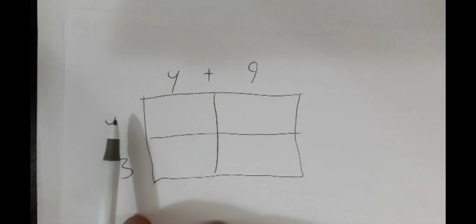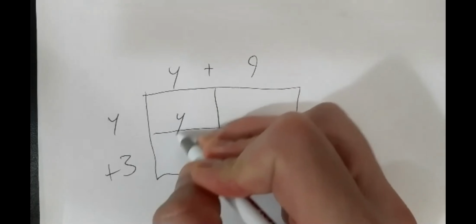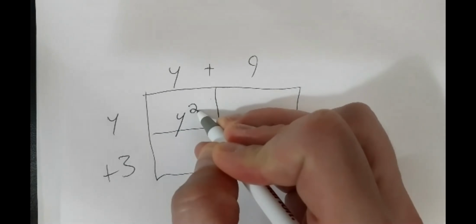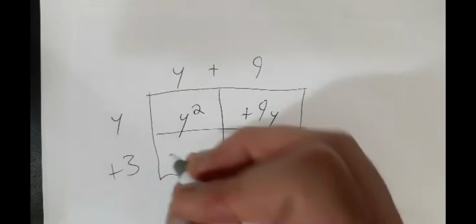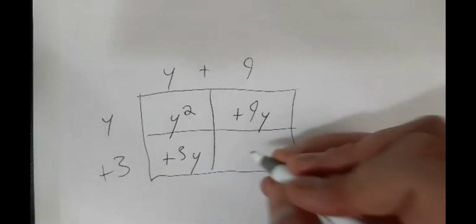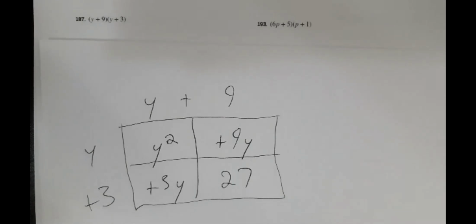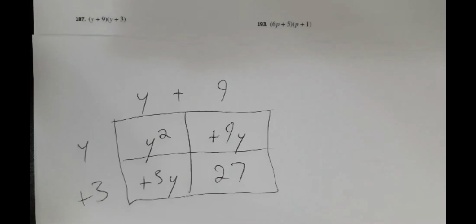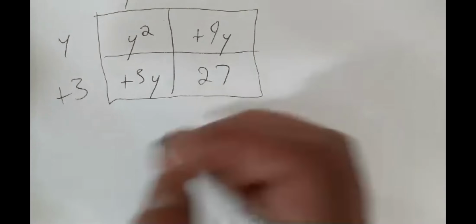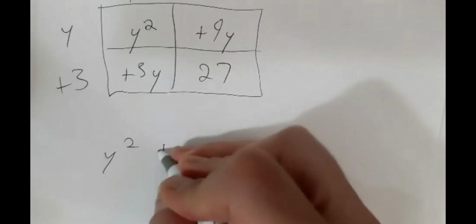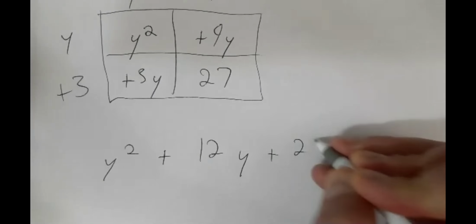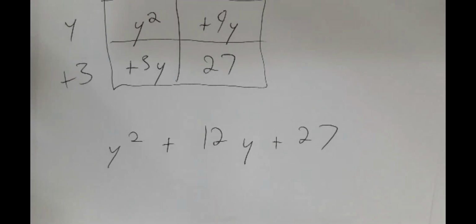If we do this one, y times y is going to give me y squared. Y times 9 is going to give me positive 9y. 3 times y is going to give me positive 3y. And 3 times 9 is going to give me 27. So if you wanted to do this one with like foiling or something, you could completely do it that way. You could do it the way I showed in the notes. Any way you want to do it, that's a valid way. But if we're looking here, we have y squared. We have 9y and 3y, which is going to give me a total of 12y. So I have some like terms I can combine either before I put it in the box or after the box, wherever you want to do it.